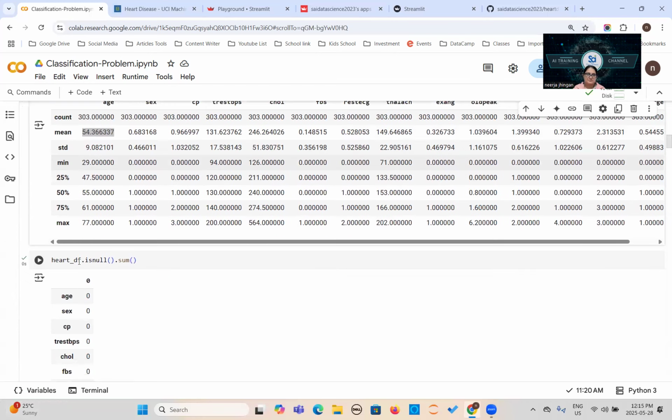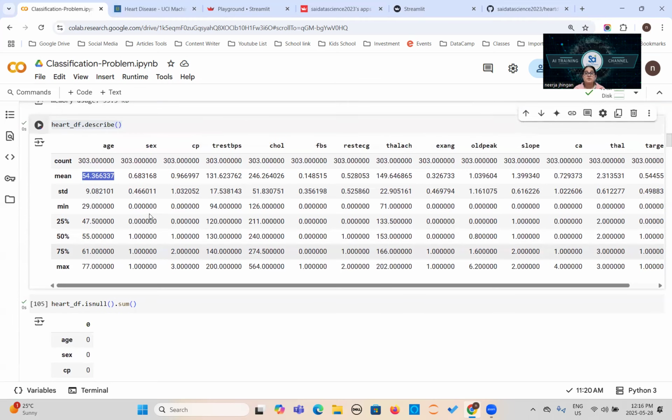And then you can see the mean is 54.3 and the maximum value is 77. In case it's 100, this means that it is more than double, right? So some of your values lie very far away from the mean, which will tell you there are outliers. Okay, so this is the most important thing when you are looking at the describe method.